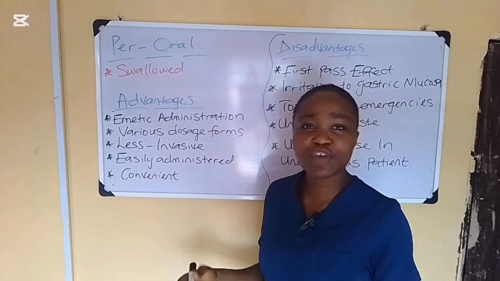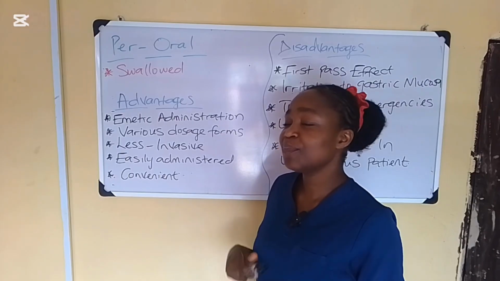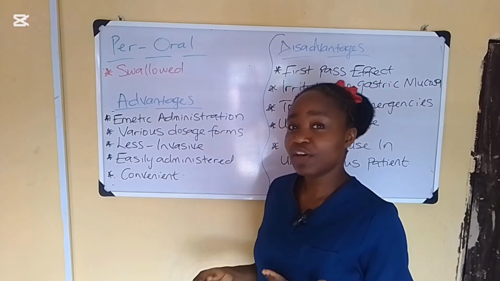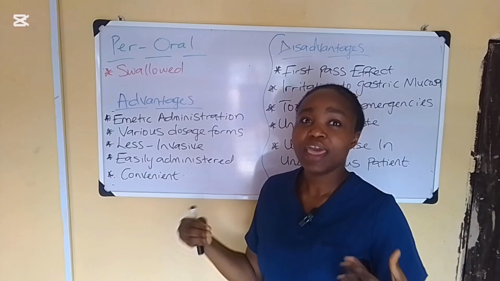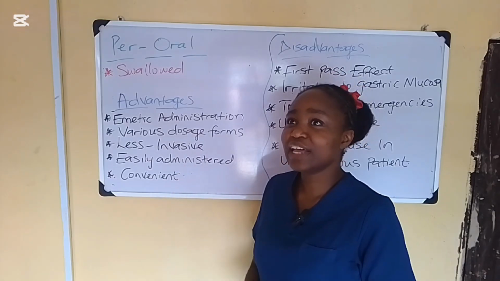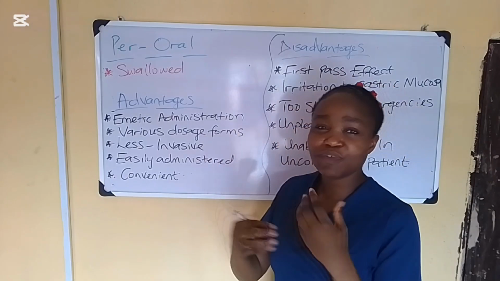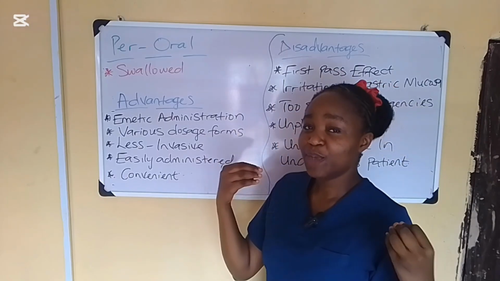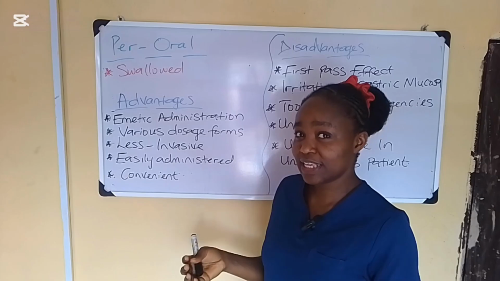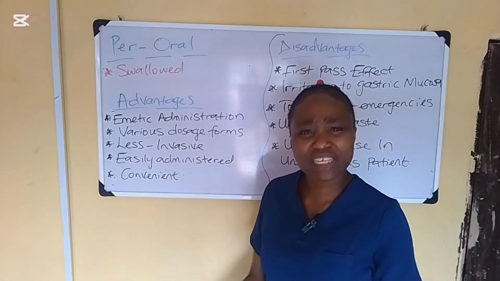Another thing is that it has various dosage forms. We talked about dosage form in the last video, where we said a drug can be in tablet form, capsule form, whatever form. So these various dosage forms better suit a person's choice. A person can prefer capsules over tablets. Because of the variety of dosage forms we have, it's much easier to make use of per oral medications.